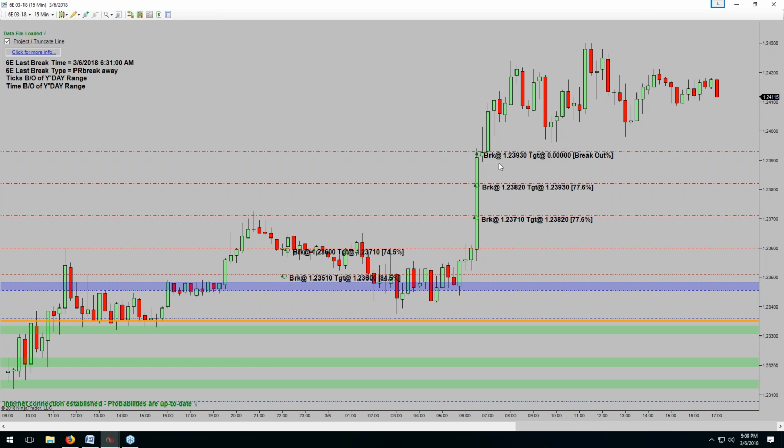And so again, you're getting your break. Now this isn't going to give us a probability because this is the last of our target lines. So once again, you would look at your information that you have, like on a 60-minute or a 30-minute or a daily, whatever chart you like to look at, and see where the next area of resistance is going to be based on your own price analysis.